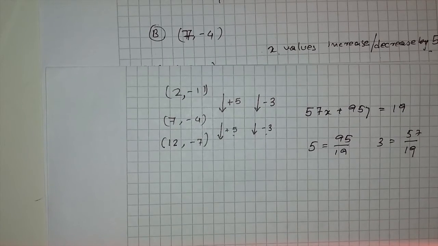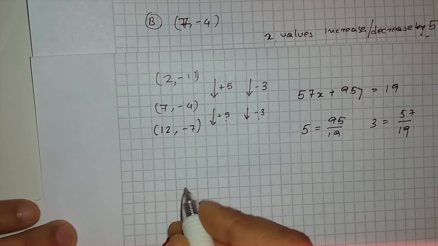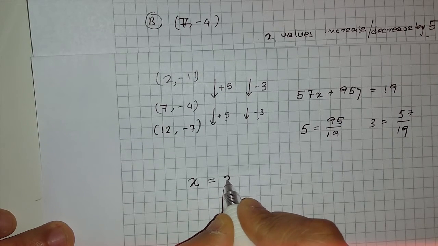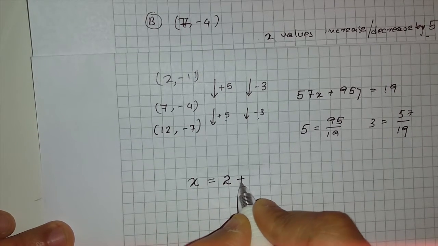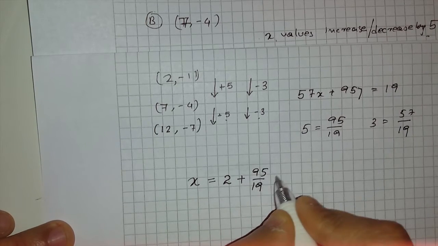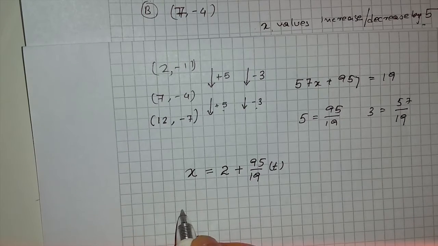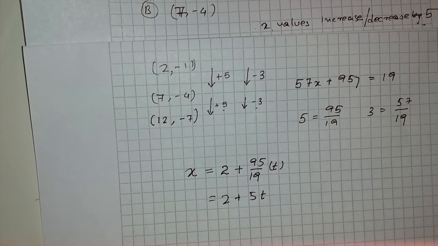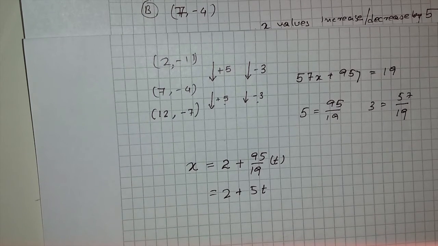Now every solution would be, we can write here x equals 2 plus 95 over 19 t. Okay, so there we can write here as 2 plus 5t, and t can be any random value provided it is an integer.